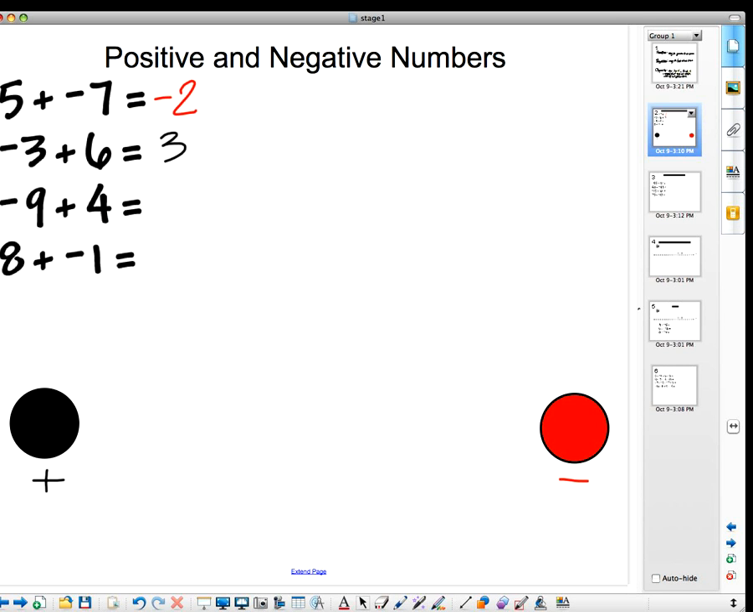Negative 9 plus 4, if I had negative 9 chips and 4 positive chips, I would be left with negative 5, or 5 negative chips. And my last example, 8 plus negative 1, if I had 8 positive chips and 1 negative chip, I would be left with 7 positive chips. You can practice this a little more on your own at home with different color chips or circles or paper, whatever you have to kind of manipulate these a little more, if you so choose, if this is a little confusing.